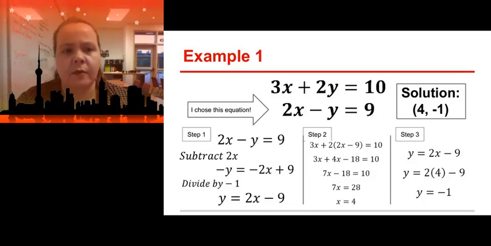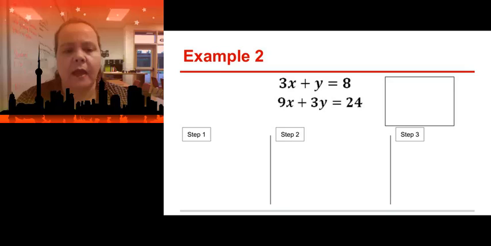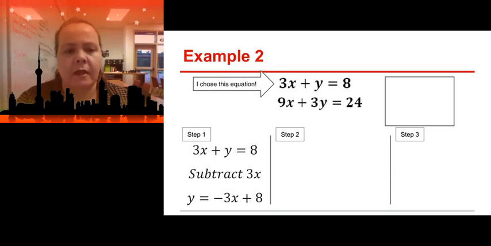Let's look at another example. Here we have 3x plus y equals 8 and 9x plus 3y equals 24. In our first step, we're going to select an equation and rearrange it. I like to look for the equation that has a variable with a coefficient of 1. And in this case, that would be our first equation. So I have 3x plus y equals 8. You subtract 3x from both sides, and you get y equals negative 3x plus 8.